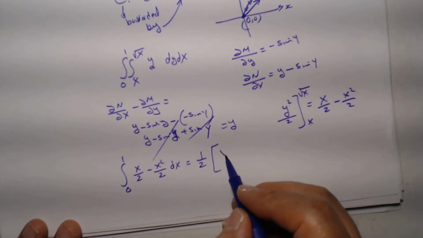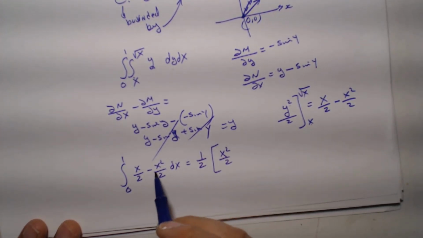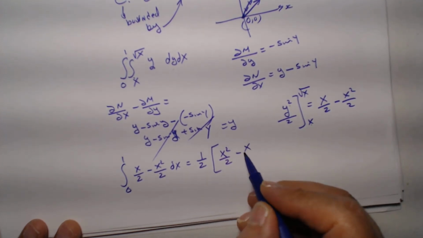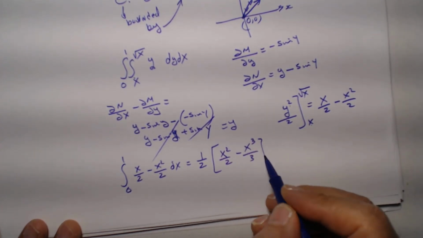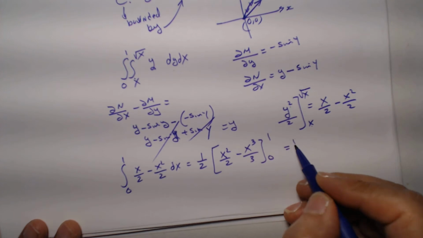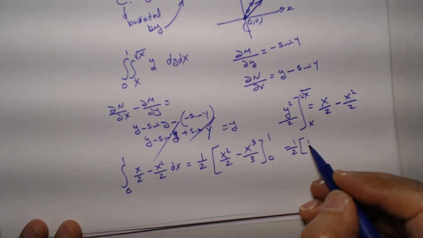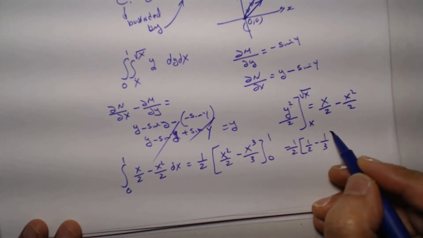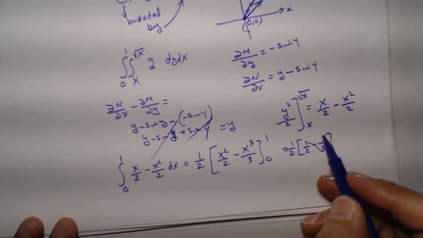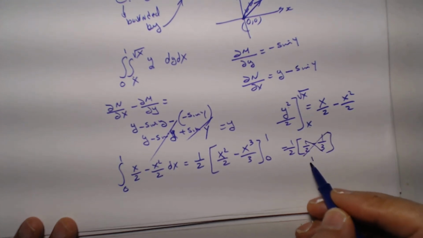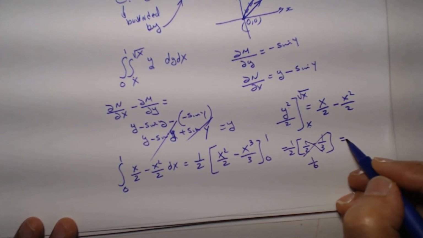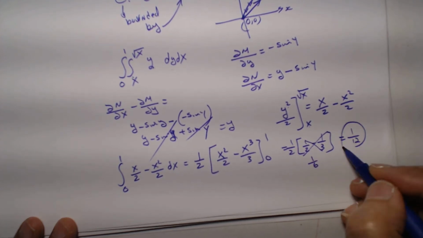The integral of x is x squared over 2. The integral of x squared is x cubed over 3, from 0 to 1. And that's 1/2 times 1/2 minus 1/3. This is 3 minus 2, which is 1 over 6. And the answer is 1 over 12.